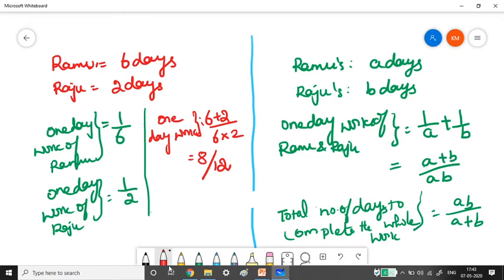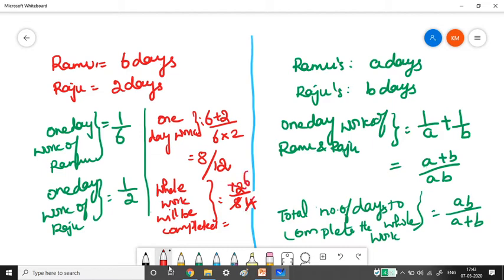Now what is the total number of days to complete the whole work? The whole work will be completed in 12 by 8, which is equal to 1.5. You can just divide it by 4: 12 by 4 is 3 and 8 by 4 is 2, so 3 by 2, which is 1.5 days. So 1.5 days is taken by both Ramu and Raju to complete the whole 6 blocks.